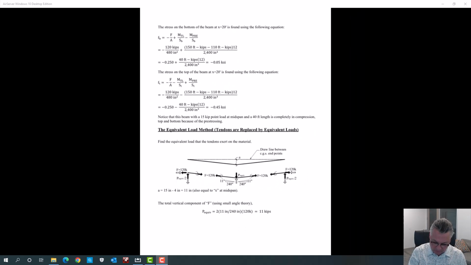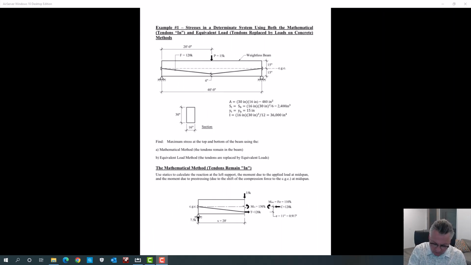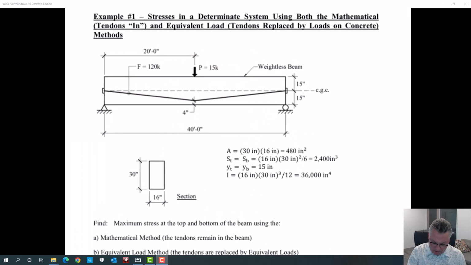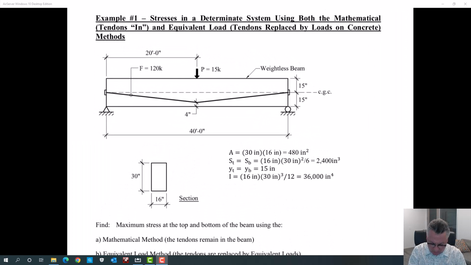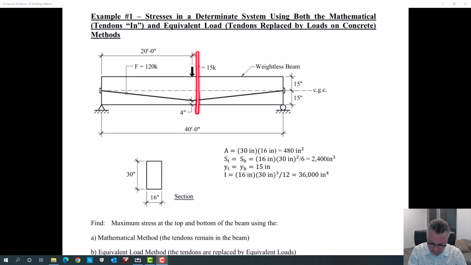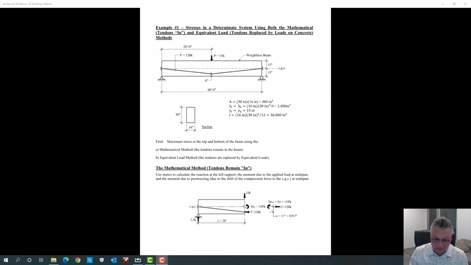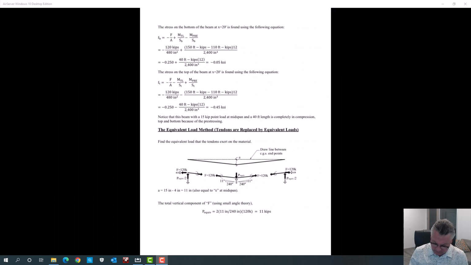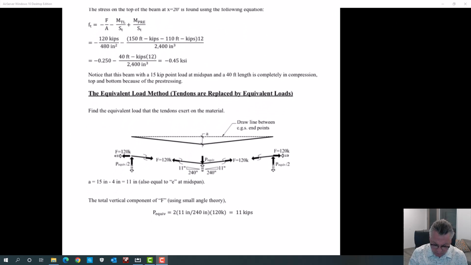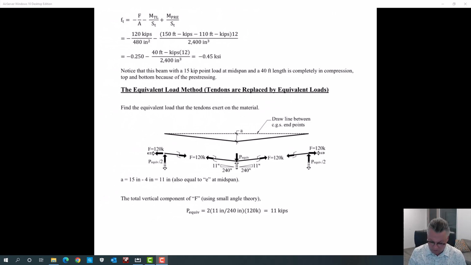What you're going to find out, I hope I'm not making you dizzy, is that when this condition occurs, I know that the maximum activity is happening at 20 feet. So life got a little bit easy in this particular case. But let's look at what we would have done if we were using the equivalent load method.